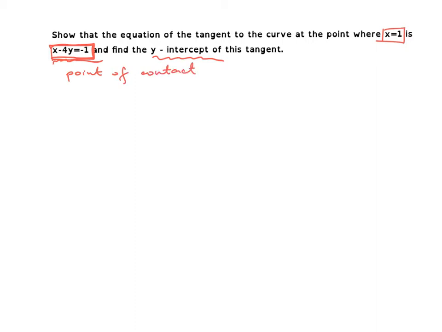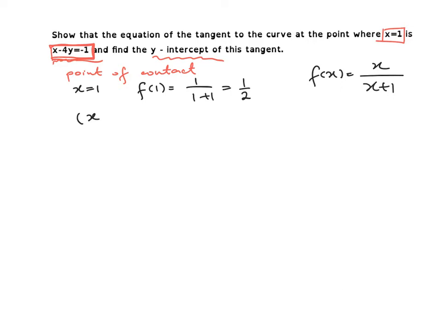And x is given, so x is equal to 1. When x is equal to 1, f of 1 is equal to, so I'm just going to write here the original function, x over x plus 1. When x is equal to 1, f of 1 is equal to 1 over 1 plus 1, and is equal to half. So we do have the point of contact. The point of contact is 1 for the x coordinate and half for the y coordinate.